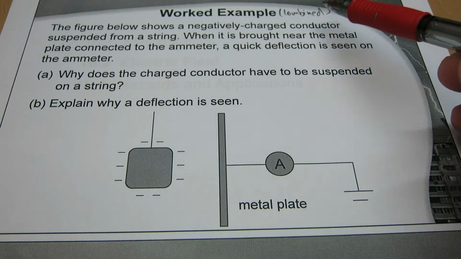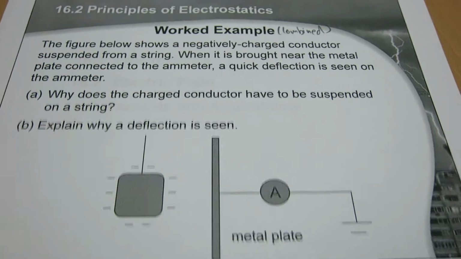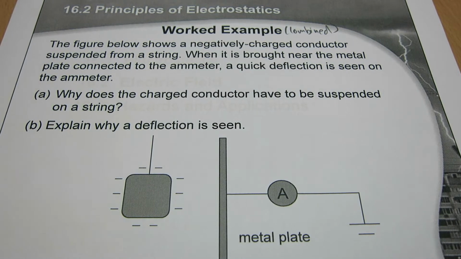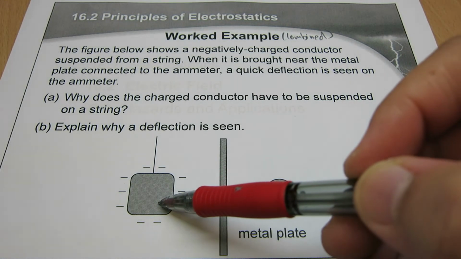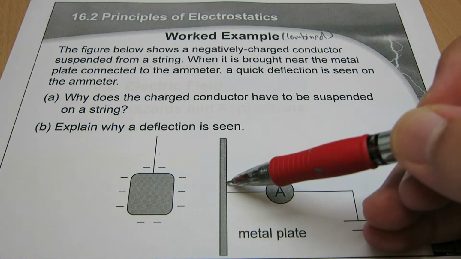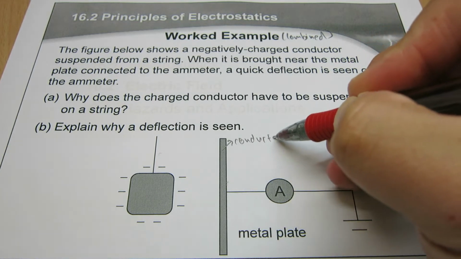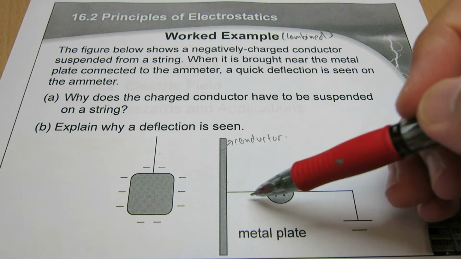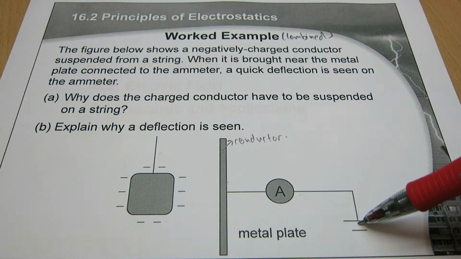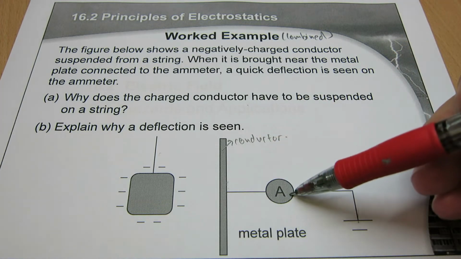For this portion of the question, everyone should be listening in, inclusive of the combined science students. So have a look at the question in your slide. You have a negatively charged conductor suspended on a string and being brought close to a metal plate. Metal plate meaning it's a conductor. When it is close, this metal plate is connected to the ammeter and then to the earth wire. So the question is, why does it have to be on a string, and why is a deflection seen?